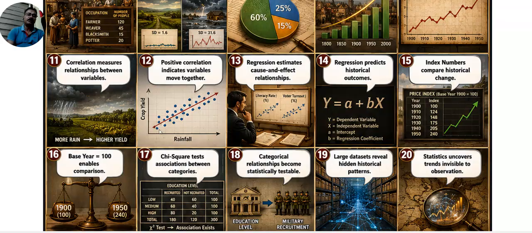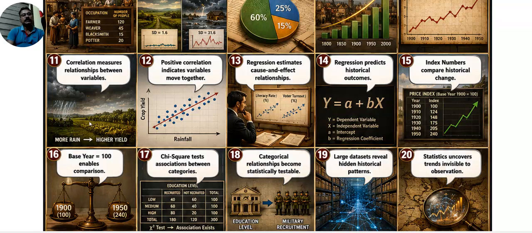When the rainfall is this, what is the average value of crop yield? Similarly, when the rainfall is this amount, what is the average value? All the points on the red line show the predicted value, or the mean value of crop yield for a particular level of rainfall. So this is regression analysis. I'll explain in detail later, but for now just have a look at this diagram.